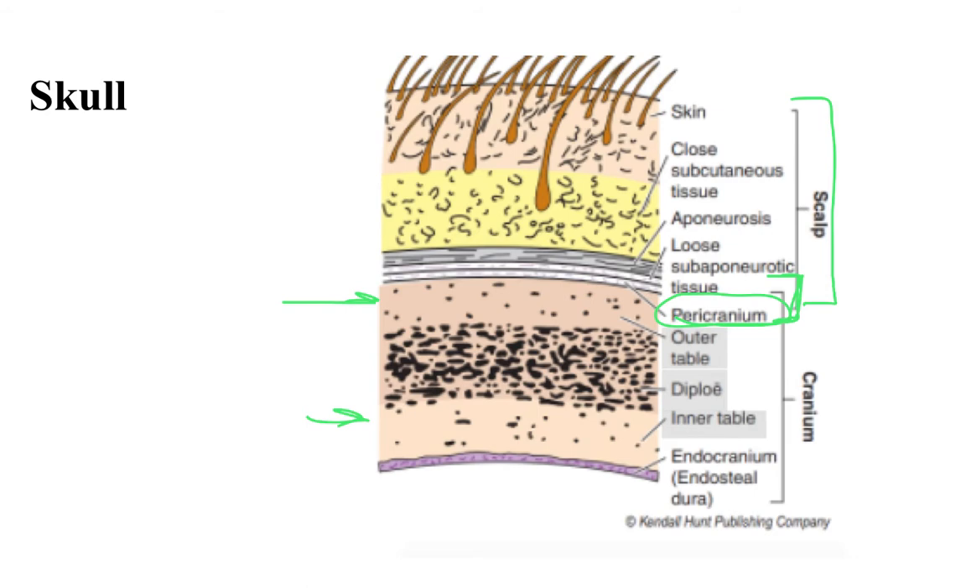And the structure is that it has an outer layer of compact bone, then it has a layer of trabecular bone, which is called the diploe, and then it has an inner layer of compact bone. The outer layer and the inner layer are called the outer table and the inner table.